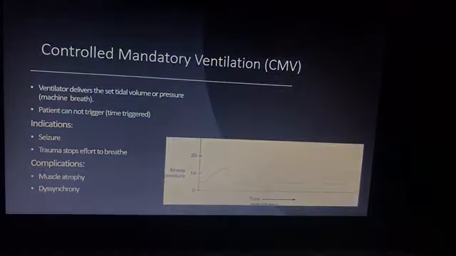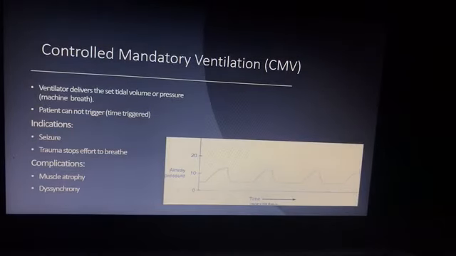Controlled mandatory ventilation. The ventilator delivers the set tidal volume or pressure. The patient cannot trigger. Indications: seizures, trauma that stops effort to breathe. Complications: muscle atrophy, dyssynchrony.